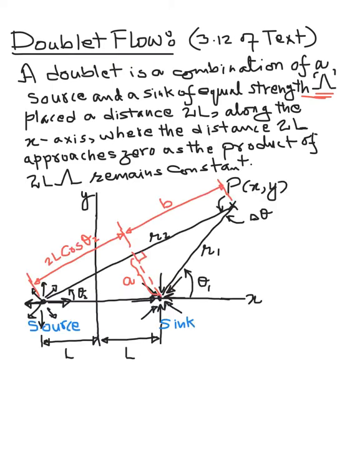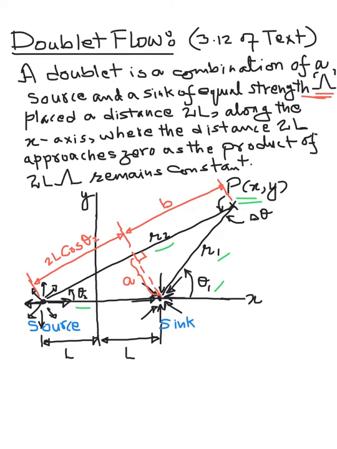Now next we will go and obtain the stream function for the doublet flow, and for that purpose consider a source and a sink placed on x-axis. They are placed at distance 2L apart from each other. Now consider a point P(x,y), an arbitrary point. The distance of this point from the sink is r1, and the angle it is making is theta 1. The distance from the source is r2 and the angle is theta 2.